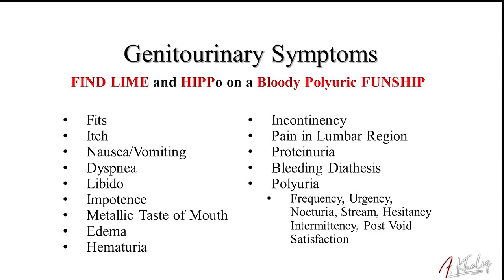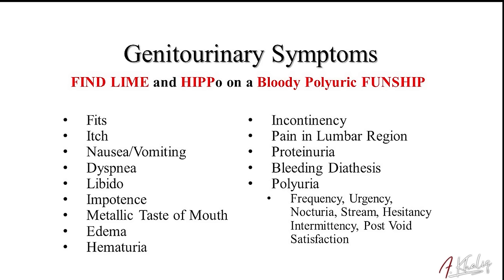Here we have a mnemonic, and that is find lime and hippo on a bloody polyuric fun ship. So what does that stand for? Well, glad you asked. F for fits, I for itch, N for nausea and vomiting, D for dyspnea. Lime stands for libido, impotence, metallic taste, and edema. Then we have hippo, which stands for hematuria, incontinency, pain in lumbar region, and just proteinuria. It's fine lime and hippo on bloody polyuric funship.